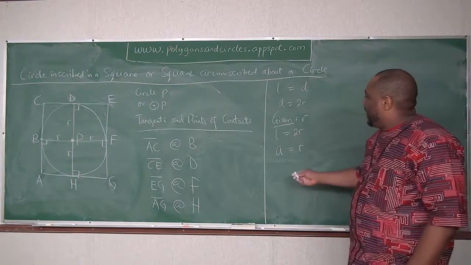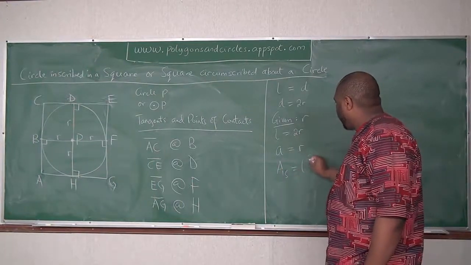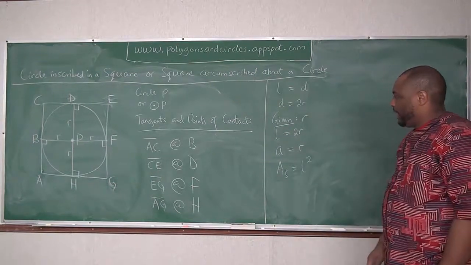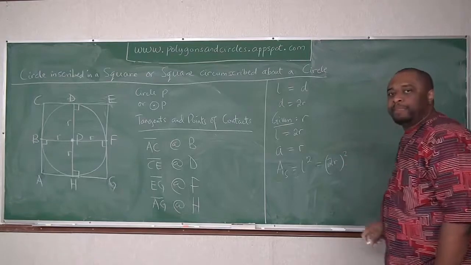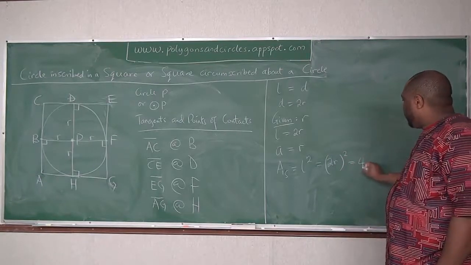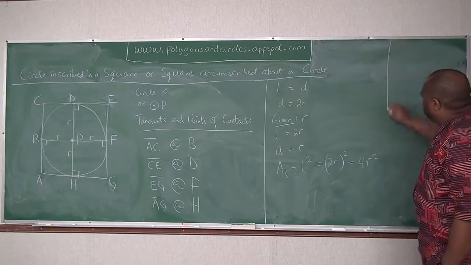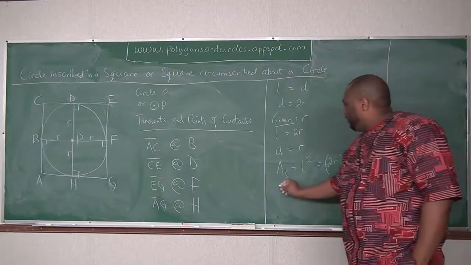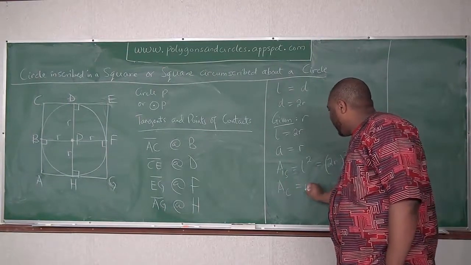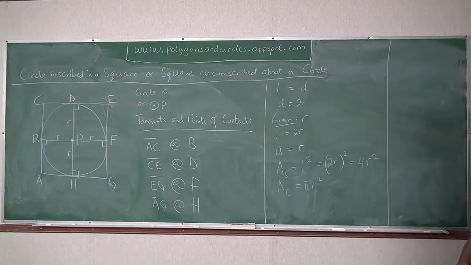So what is the area of the square? The area of the square is of course L squared, which will give us 2r all squared, and that will give us 4r squared. The area of the square is 4r squared. The area of the circle is pi r squared.